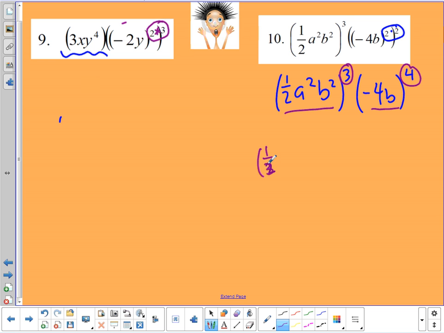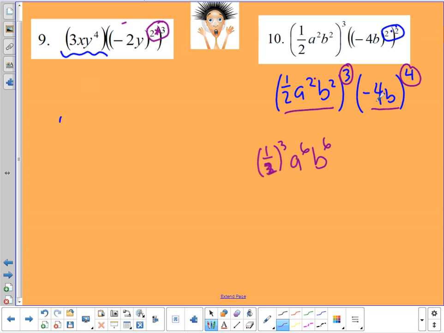Oops, 1 half. I'll go back to my calculator to figure out what that is. Then I need a to the second to the third. 2 times 3 gives me 6, so that's a to the sixth. Then I need b to the second to the third. 2 times 3 again is 6, so that's b to the sixth.